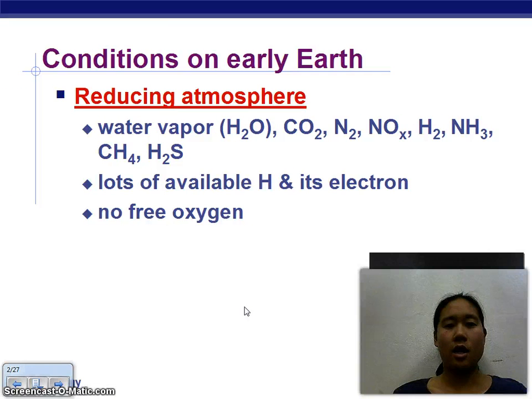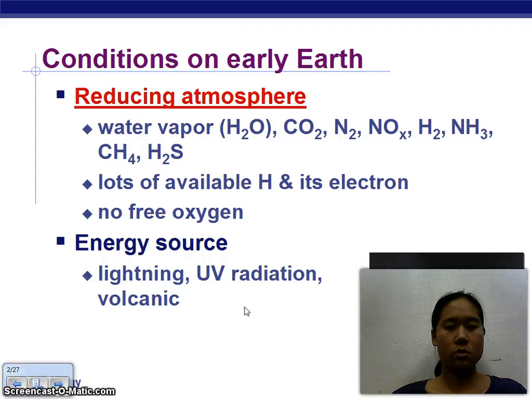We're looking at an atmosphere that was reducing. We have water, carbon dioxide, nitrogen, but lots of hydrogen and a lot of electrons. There was no oxygen at this point because we did not have photosynthesis. Once we had photosynthesis and life starting, that changed the composition of the atmosphere. But at this point, there really wasn't any to affect the Earth. As for energy, what could have caused this? Lightning, UV radiation, and there was some volcanic activity on the Earth at this point.